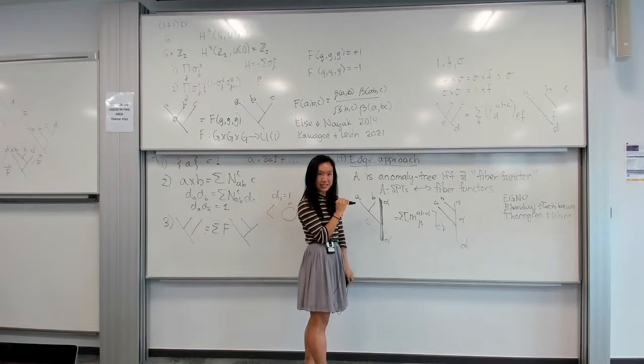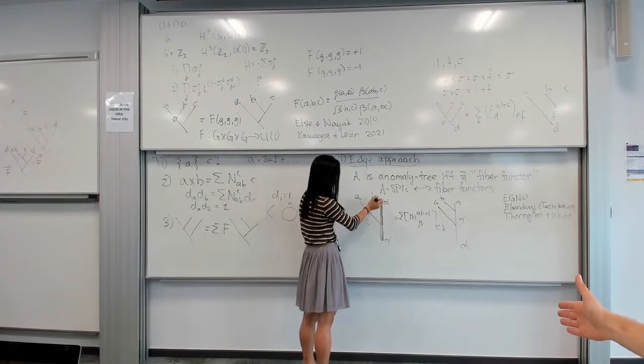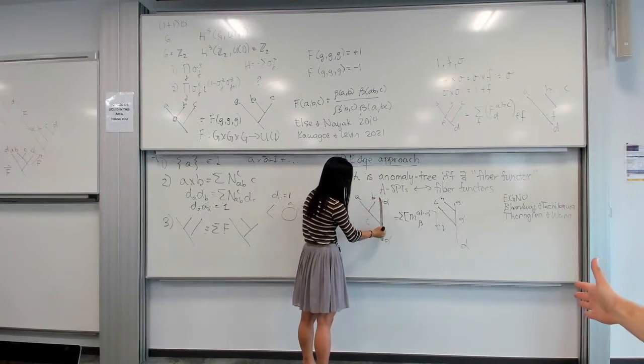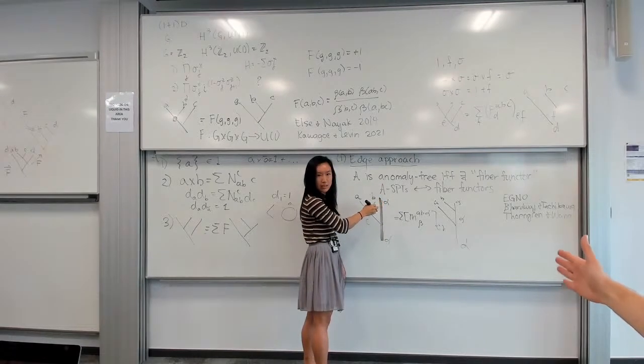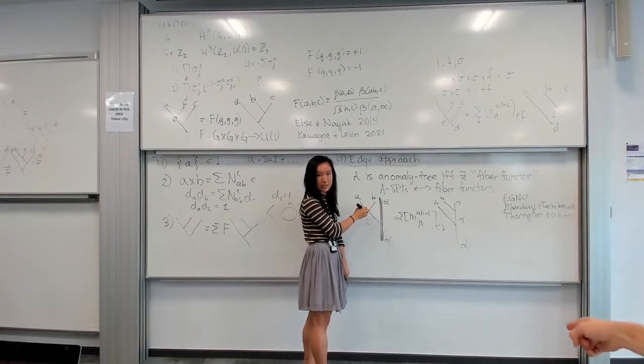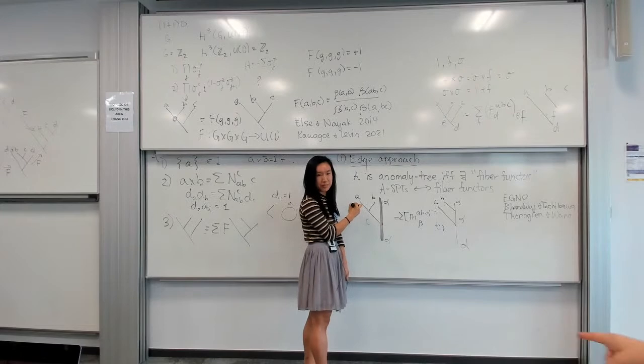I still don't understand what that line is supposed to specify. A finite system with some boundary, or what? Yeah, so you can think of this as the spatial direction along this vertical direction. Yes, the spatial direction. And this is time. Yeah.